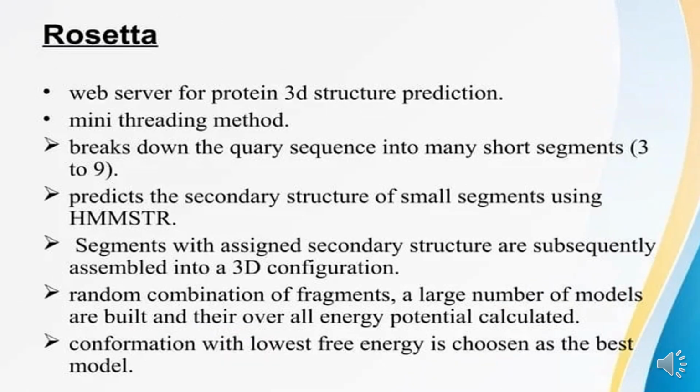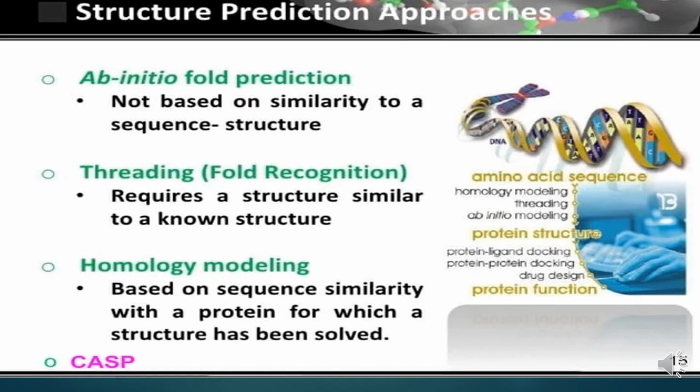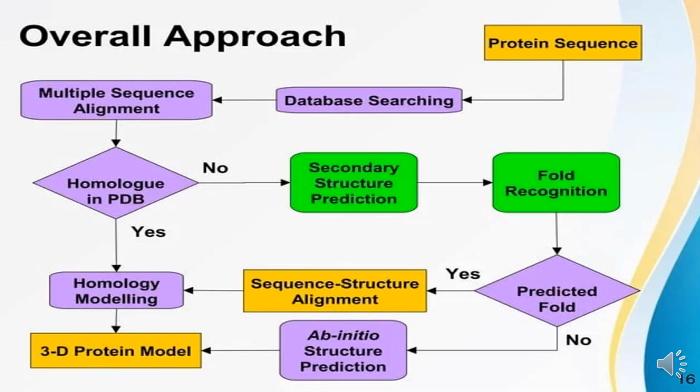Rosetta is a web server for protein 3D structure prediction, and this shows the diagrammatic representation of various protein structure prediction methods. And this diagram shows the overall approach of a protein sequence and how we conclude with a 3D protein model.